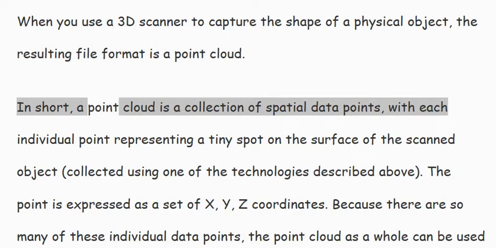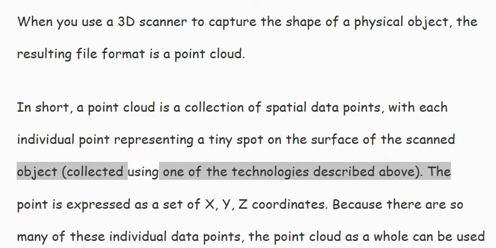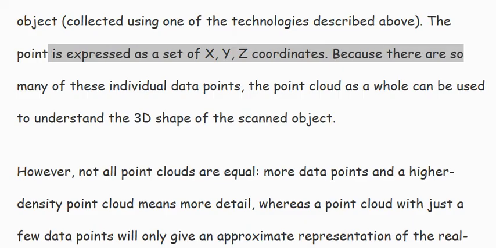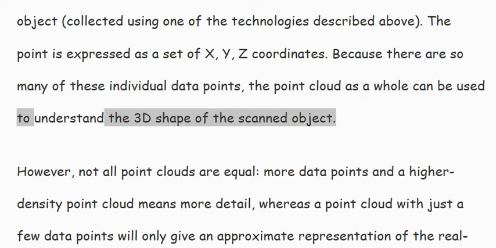In short, a point cloud is a collection of spatial data points, with each individual point representing a tiny spot on the surface of the scanned object, collected using one of the technologies described above. The point is expressed as a set of x, y, z coordinates. Because there are so many of these individual data points, the point cloud as a whole can be used to understand the 3D shape of the scanned object.